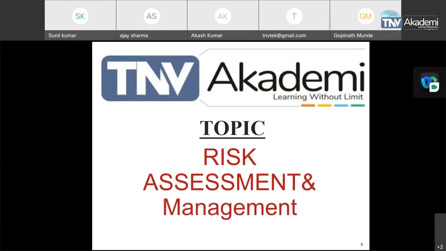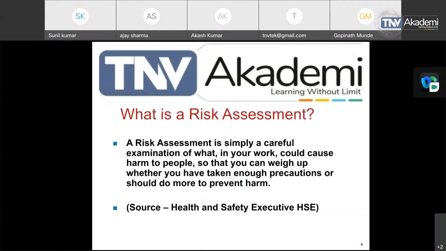So here today we will discuss the topic of risk assessment and management. We will start with what is risk assessment. A risk assessment is simply a careful examination of what in your work could cause harm to people, so that you can weigh up whether you have taken enough precaution or should do more to prevent harm.